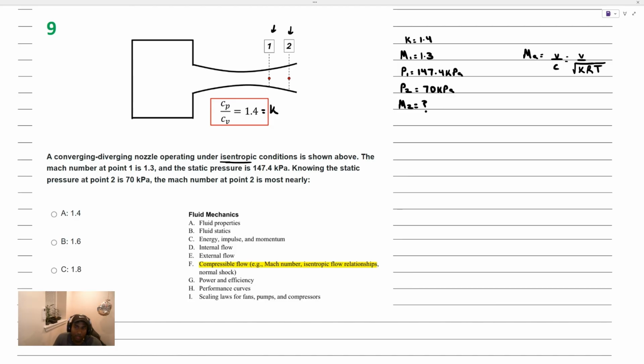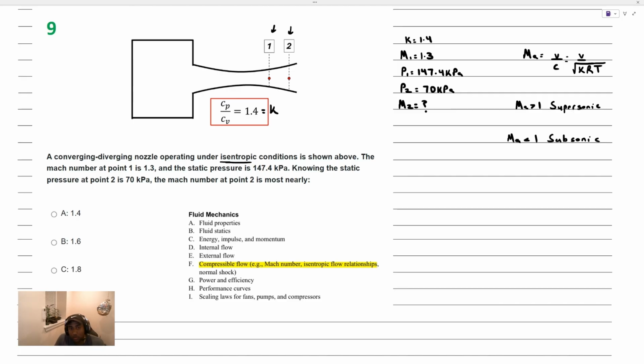So if your Mach number is greater than 1, we call that supersonic flow, since you're greater than the speed of sound. And if your Mach number is less than 1, we call that subsonic. And there's a specific way to achieve supersonic flow, and we do that using a converging-diverging nozzle.